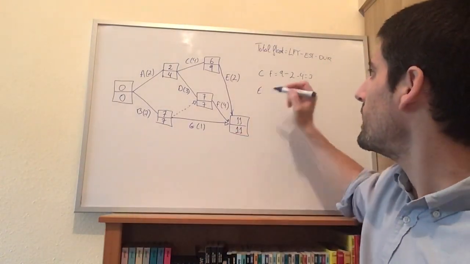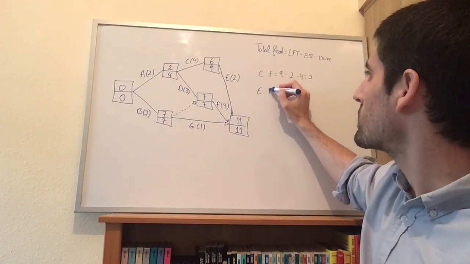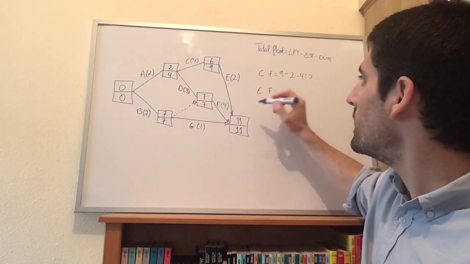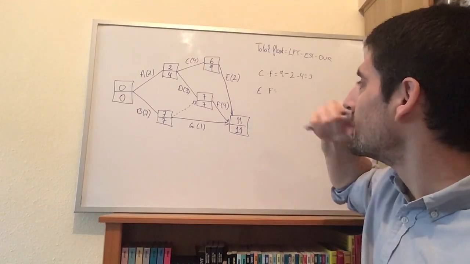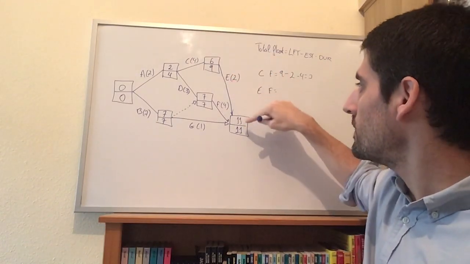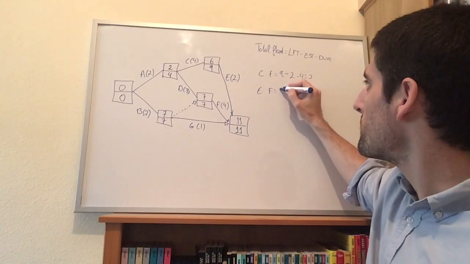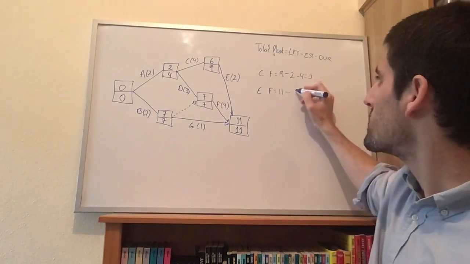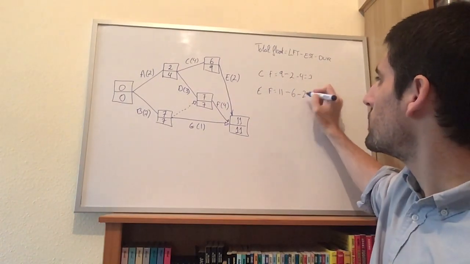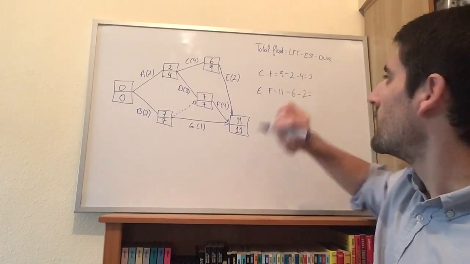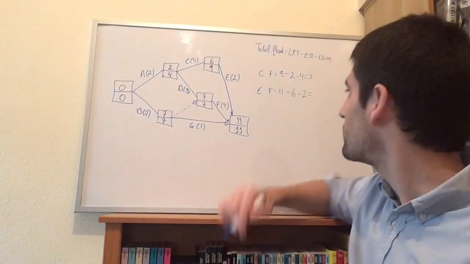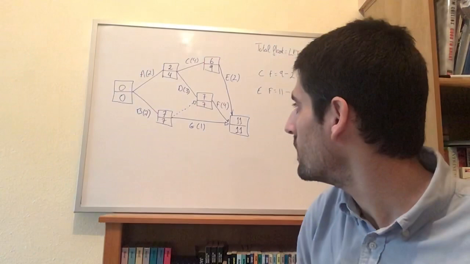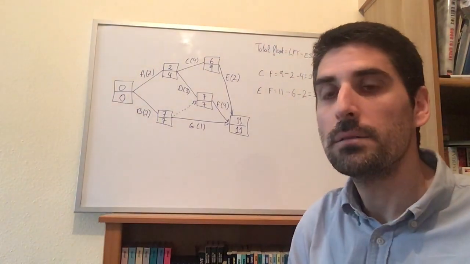What about activity E? The float for activity E will be the latest that we could finish activity E, which is 11, minus the earliest we could start it, which is 6, minus the duration of E, which is 2. 11 minus 6 is 5, minus 2 is another 3. So there you have it.